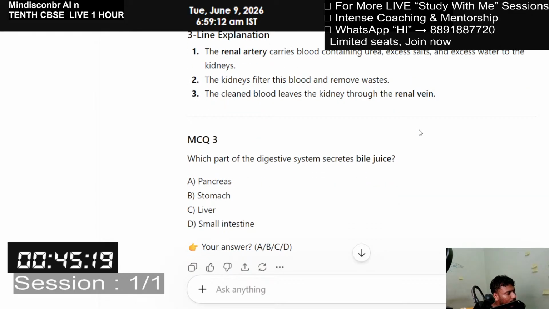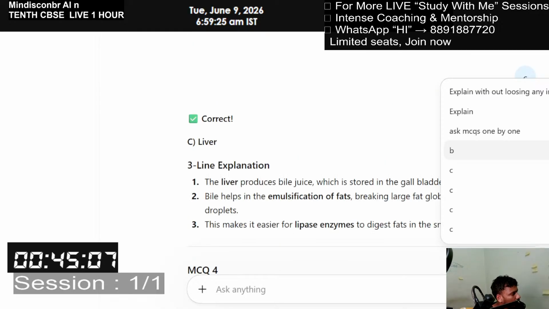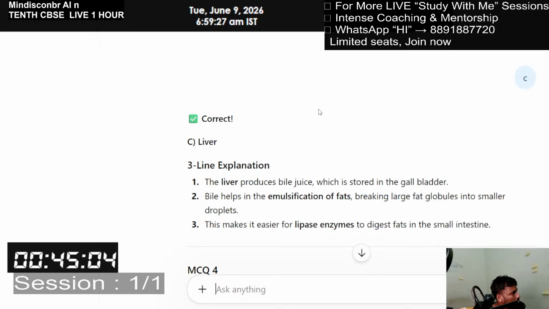Which part of the digestive system secretes bile juice? Bile juice is secreted by the liver. The liver produces bile juice, which is stored in the gallbladder. Bile helps in the emulsification of fats, breaking large fat globules into small droplets. This makes it easier for lipase enzyme to digest fats in the small intestine.